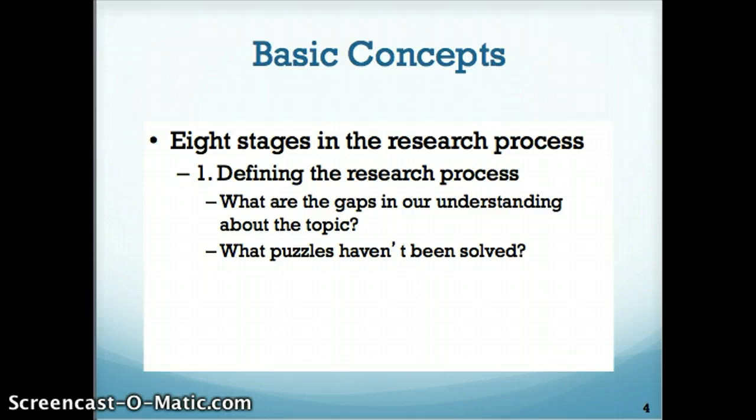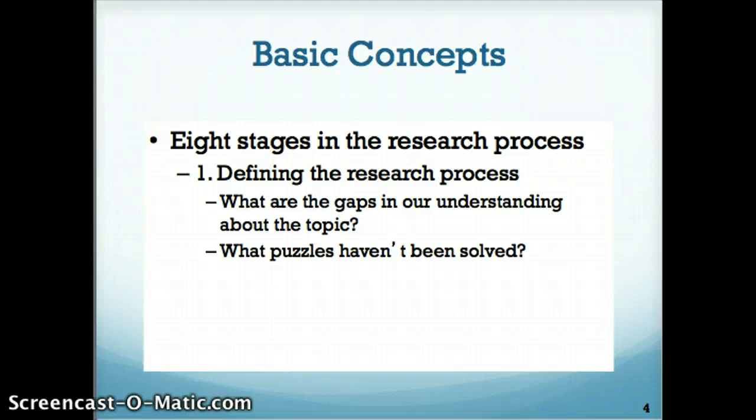There are 8 stages in the research process, and the first step in the research process is to define the research problem. It's at this stage that the sociologist determines where the gaps exist in an understanding about a topic. What questions still haven't been answered? What puzzles still haven't been solved? At this stage, the sociologist raises questions that often start out with what, where, when, how, and why.